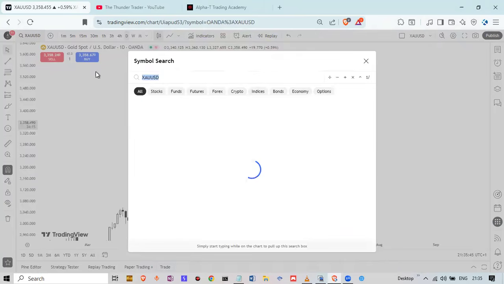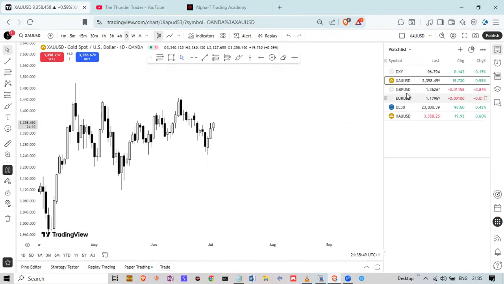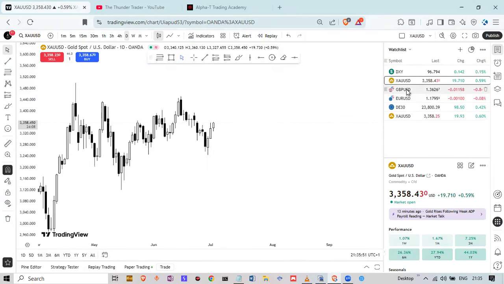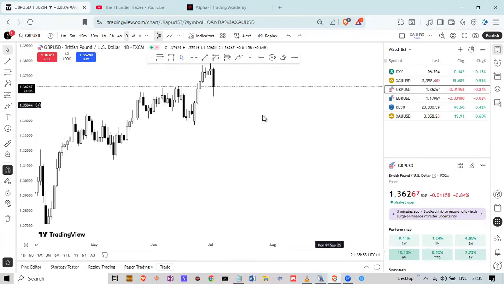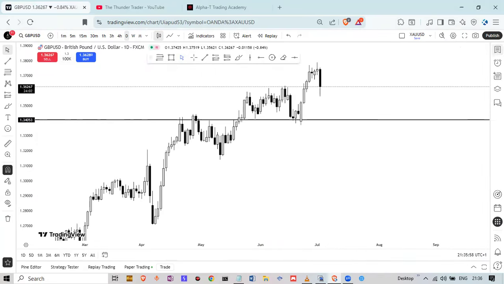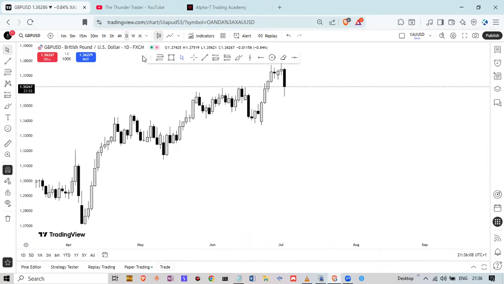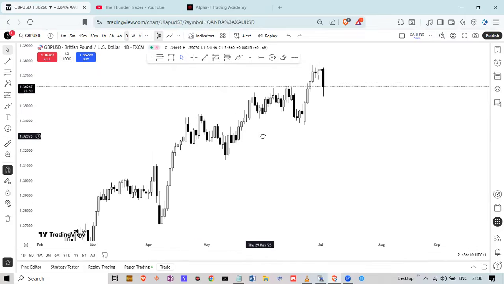Okay, now you could always use any asset. I don't want to use gold this time around because sometimes people think Malaysian SNR is only for gold. Mostly people use gold with Malaysian SNR, but now I'm trying to use GBP USD for example.